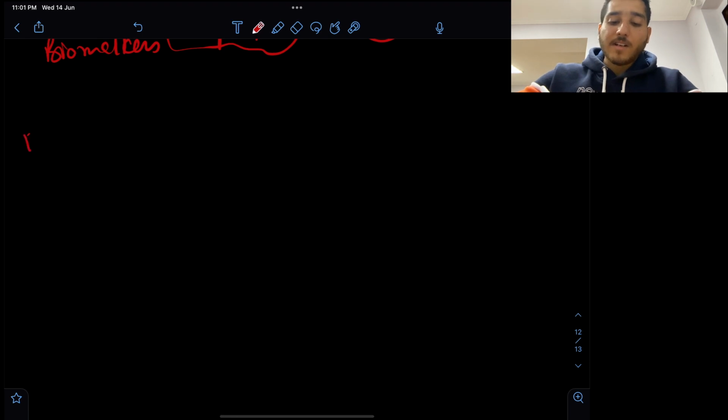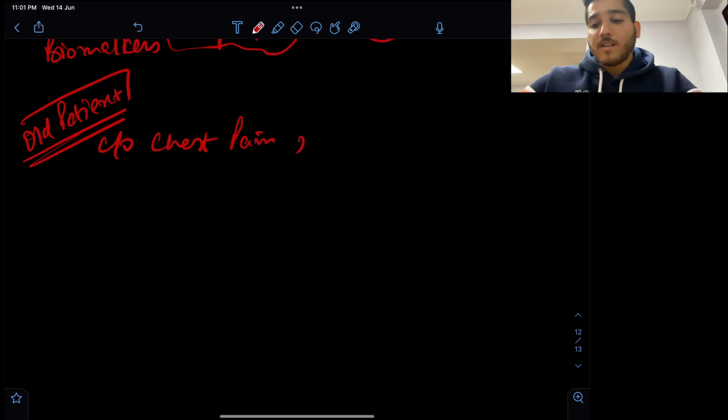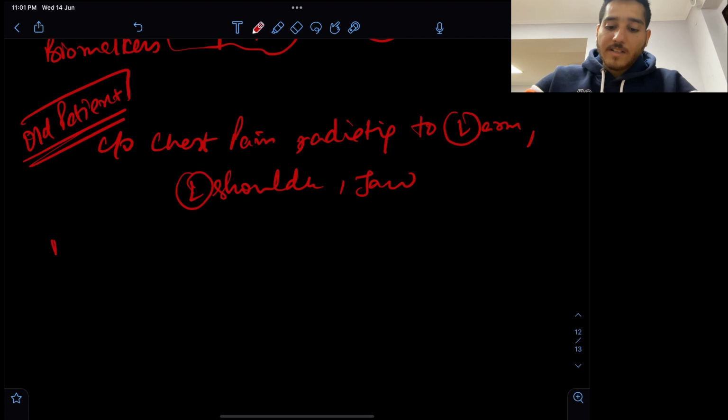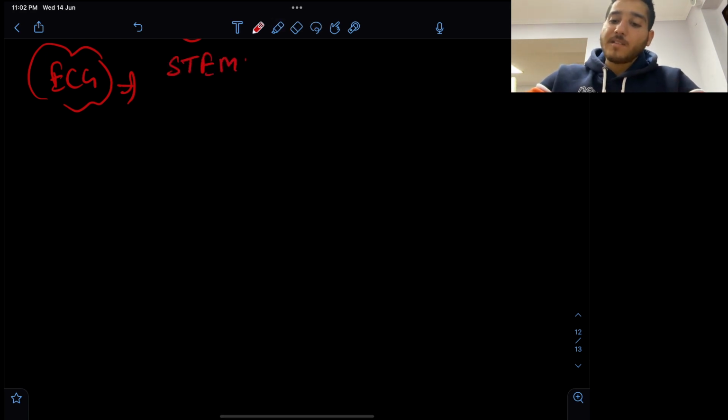If any old patient, I'm taking the classical case scenario, complains of chest pain radiating to the left arm, left shoulder, and jaw, you have done ECG, and there are ECG changes present. We all study that there can be ST segment elevation MI, which is classical. We get ST segment elevation in this.